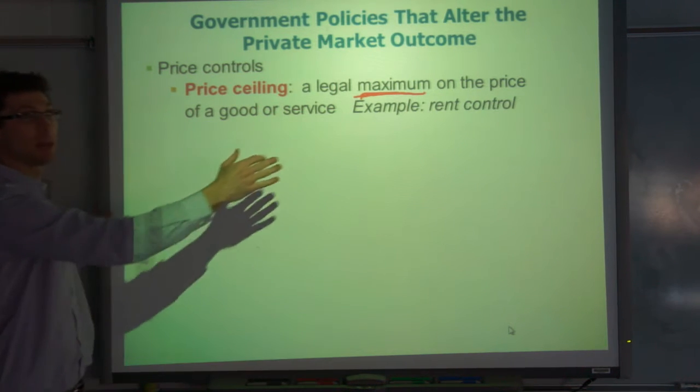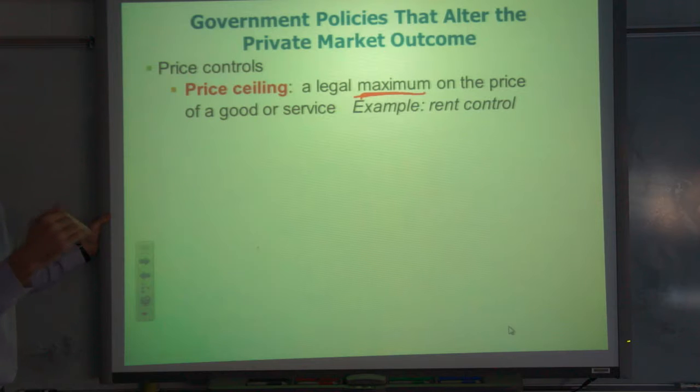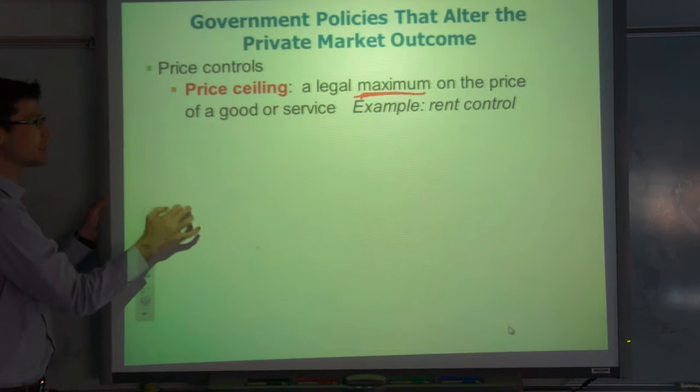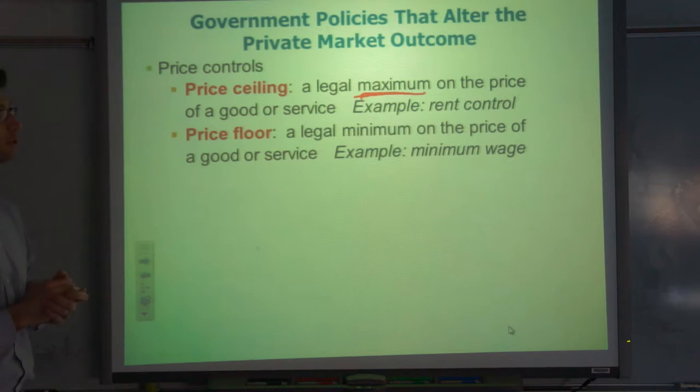So an example would be a government stepping in and saying rent can go no higher than a certain amount. If you charge a rent exceeding $500, you are violating the law. That's an example of a price ceiling. A price floor would be the exact opposite. It would be a legal minimum.